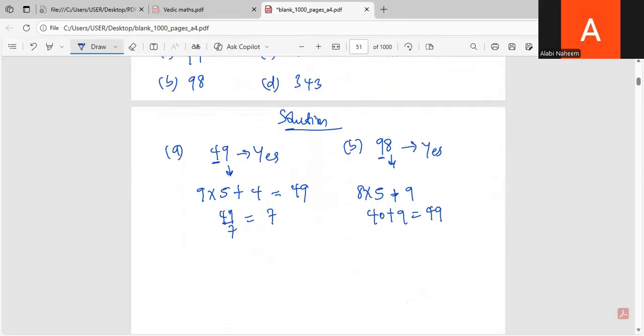For 42. What's the last number? It is 2, right? So 2 times 5. Multiply that, and add it to the remaining number, which is 4. 2 times 5, 10, plus 4, that is 14. Right? So is 14 divisible by 7? Yes. That means the original number, 42, is also divisible by 7.